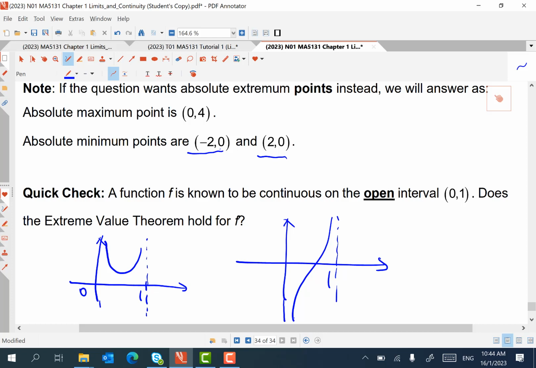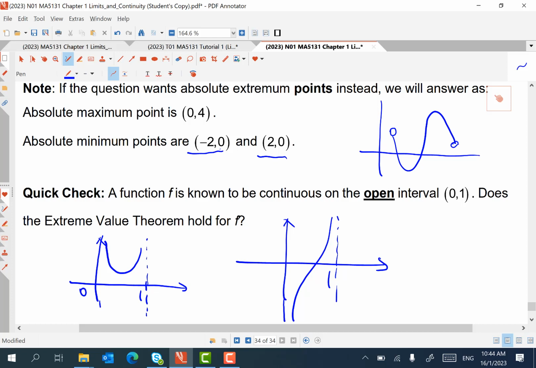Another question people ask is like this: you see in the EVT it says the function must be continuous on a closed interval. That guarantees you absolute maximum and absolute minimum. Supposedly you do not have the conditions of EVT, for example, your continuity is on an open interval.